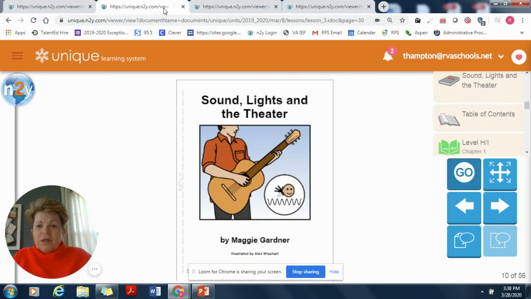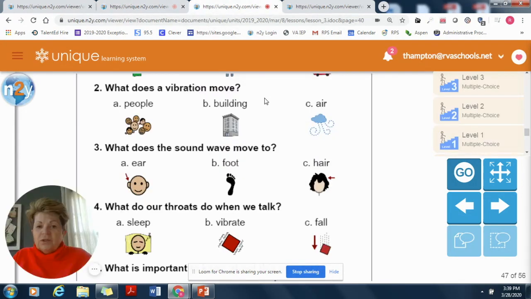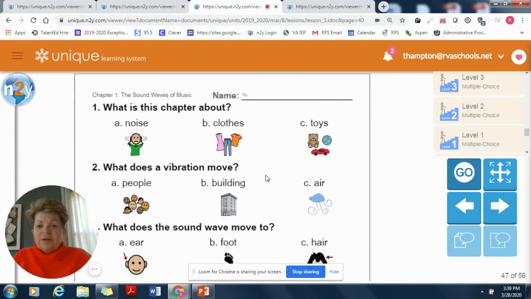All right. So we are going to be looking at a story that's within the book called Sound, Light, and Theater. We're going to be looking at chapter 1. Then we are going to preview our assessment. We're going to look at our questions right before we read our story so that it gives us a good idea of the information we're looking for.